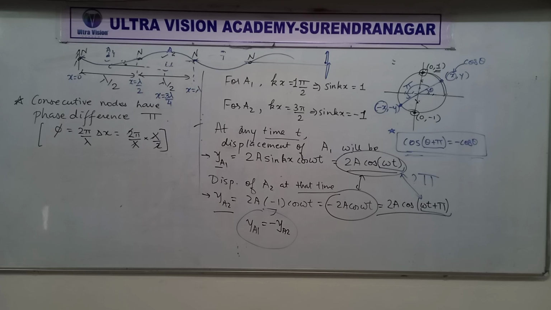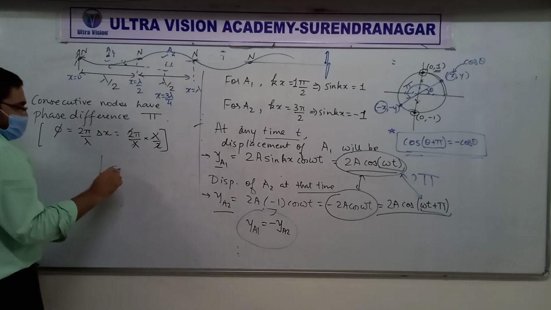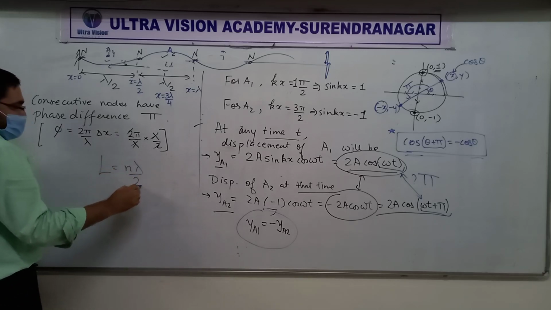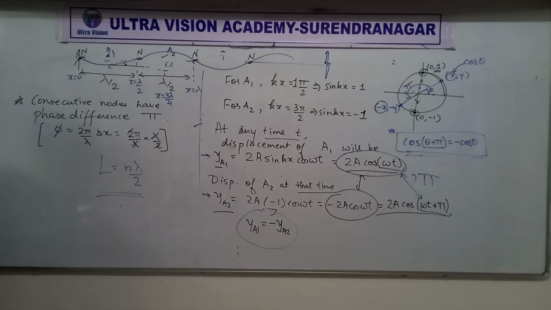Okay, so that's what we have. Again, if you remember, in the morning we derived, I'm writing on the board, L is equal to n lambda by 2. Do you remember? We derived that L is equal to n lambda by 2. So that's what we are seeing here. n is equal to 3, L is 3 lambda by 2, because 3 loops are formed.